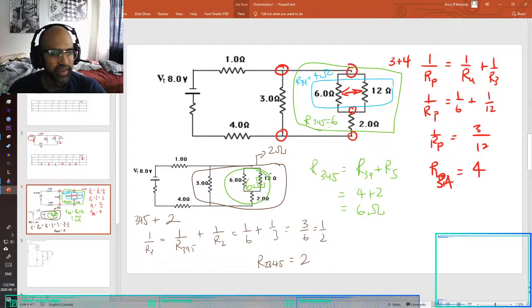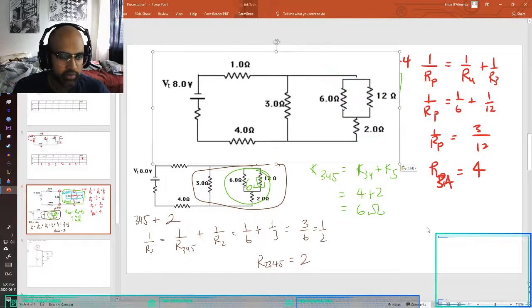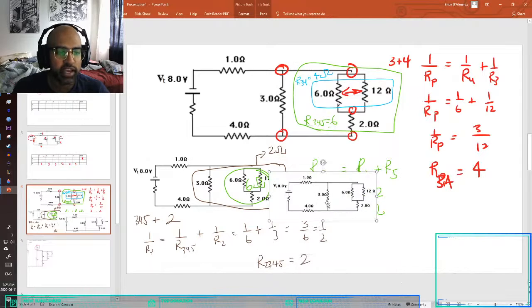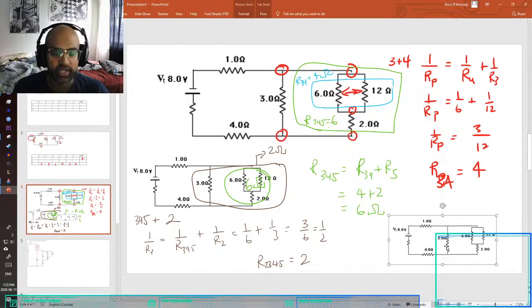Whew. Anyone sweating yet? Okay. The hard work is done. Because what have we reduced it to? If we copy down, let's paste it in again. What have we done? We've finally combined everything so it is a series circuit.